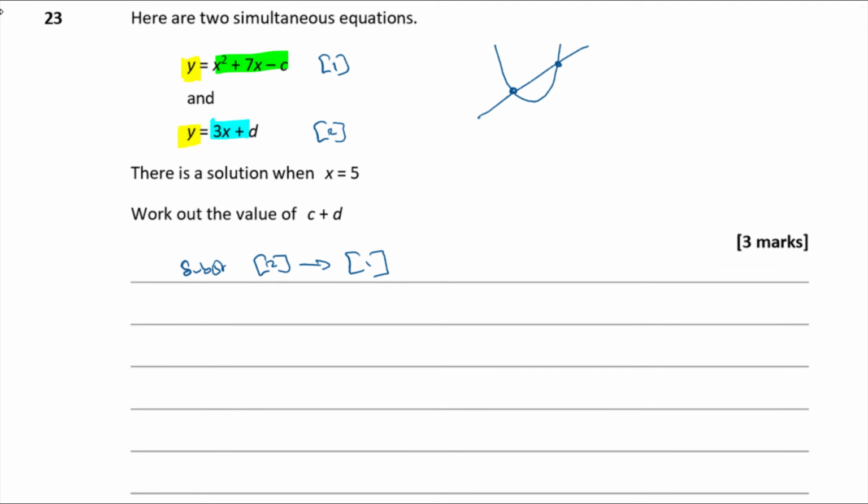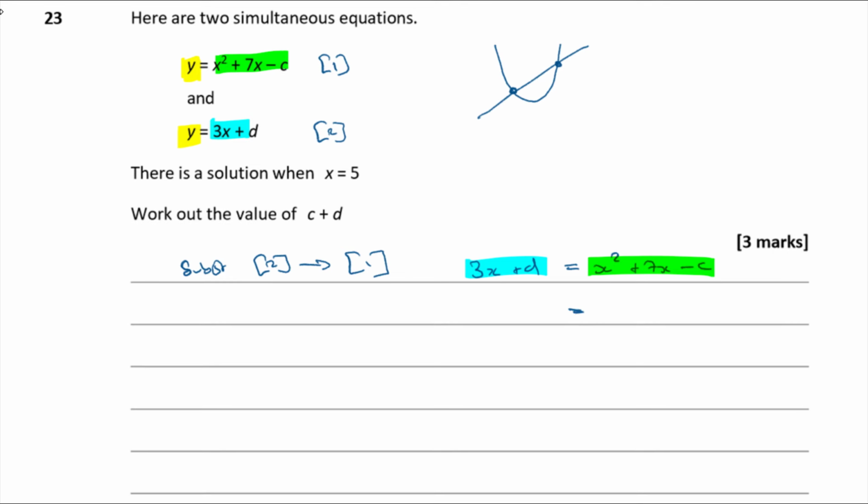Okay, so I'm going to write down 3x plus d, that is what y is worth from equation 2, and I'm going to equate it with what y is worth from equation 1, so x squared plus 7x minus c, like that. Okay, so I'm solving by substitution. That's the green bit, that's the blue bit, and I substituted in for y, so y has disappeared. Okay, so then we can just move this all over to one side, I guess. So we can make it all equal to 0, can't we? Let's collect on the right, keep the x squared positive.